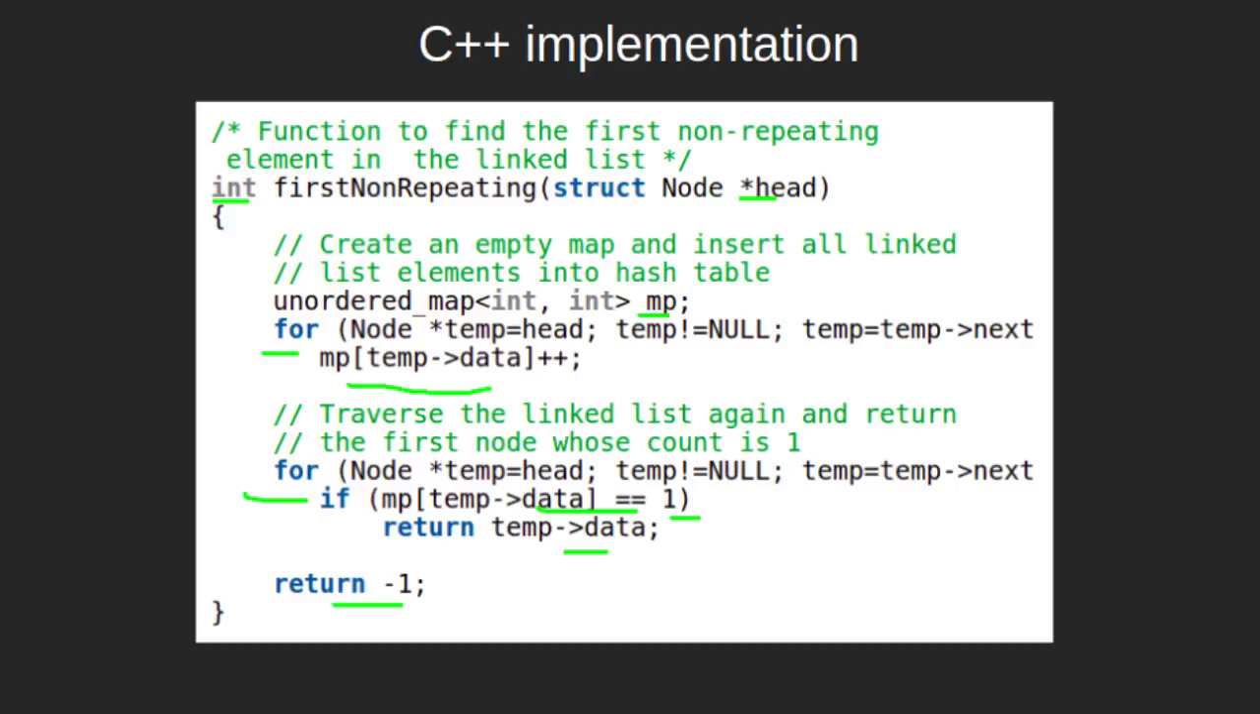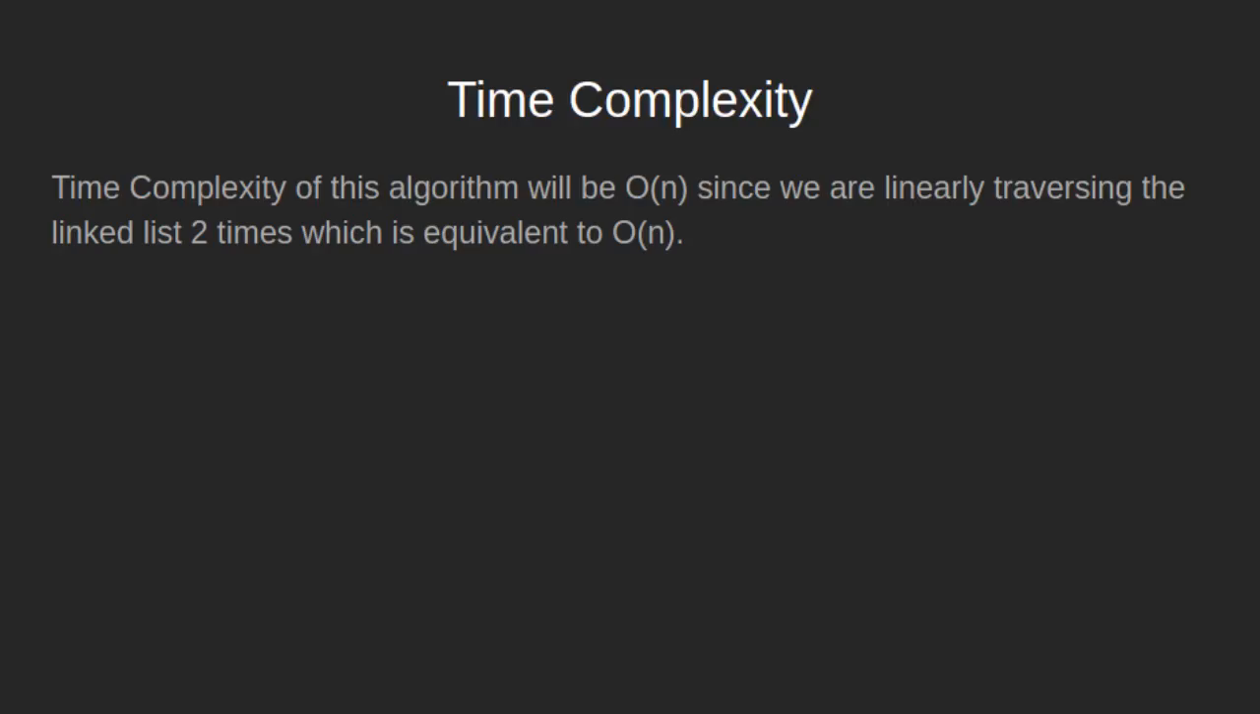So this completes our algorithm. The time complexity of this algorithm will be O(n), since we are linearly traversing the linked list 2 times, which is equivalent to O(n). With this, we end our tutorial.